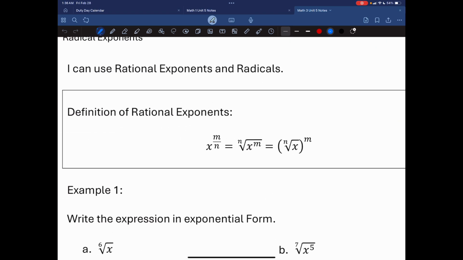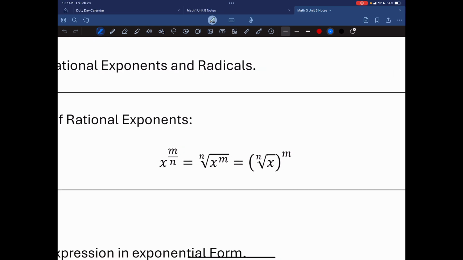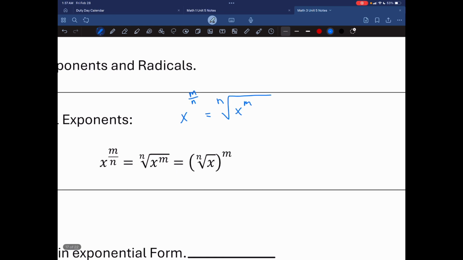The definition of rational exponent: basically we are going to be looking at when you have exponents that are a fraction. I know it's a little hard with the type font, but basically what this is saying is if I have any fraction as my exponent, the bottom will always be my root. So I can rewrite this as the nth root of x to the m, or I can take the nth root of x, all raised to the m, right?